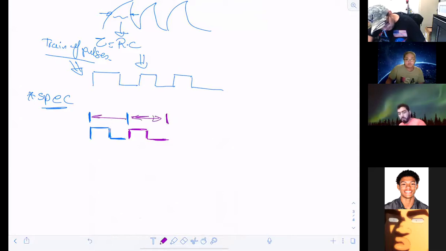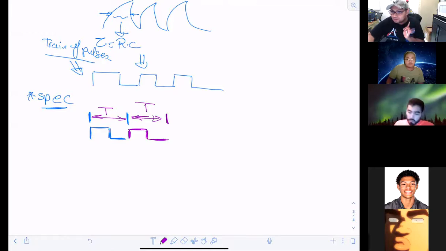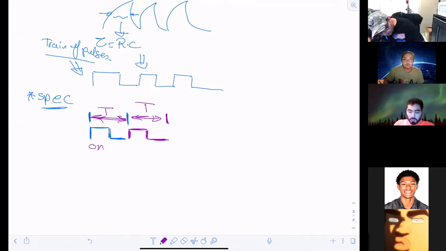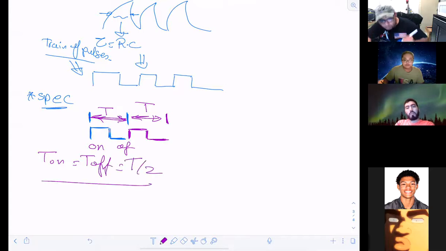Imagine this is equal T, this is equal T. So the train of pulses, every single pulse, which is on off, would be the same size of time, same width. That's one of the things to say this is a clock, a period of time that is repeated, repeated. The second thing: this is on, this is off, so T on equals T off equals T divided by two.